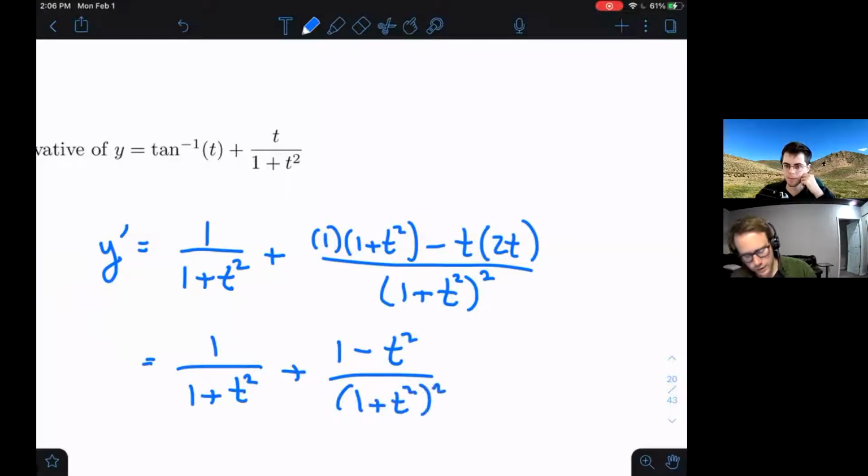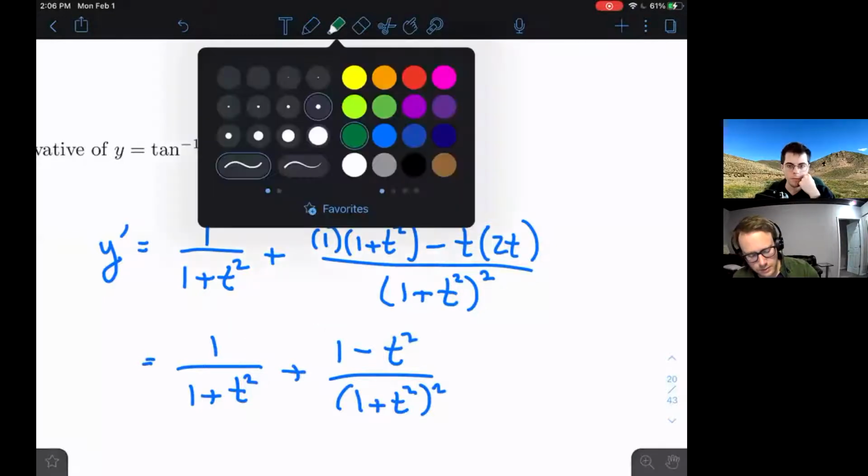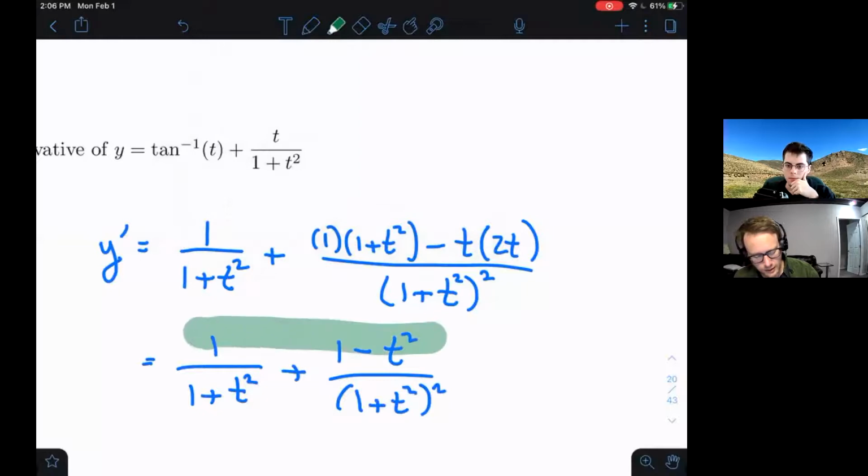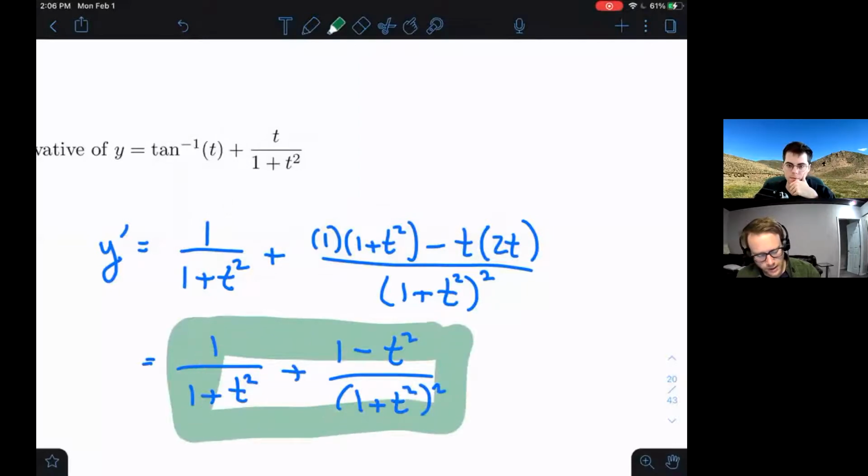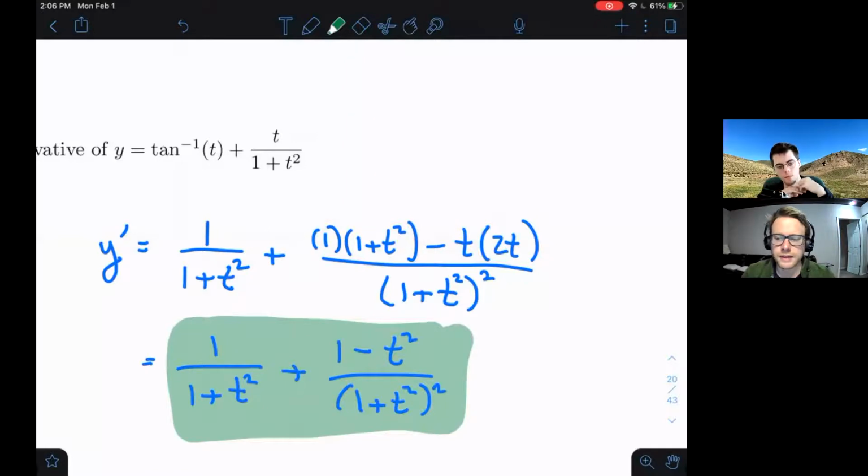squared quantity squared. So this right here, again, would be a perfectly reasonable spot to stop and insert this into WebWork. If this was a D2L quiz or an exam, where you had a number answer, maybe you plug in t equals 5 or something like that. You could go ahead and just plug that in, and that would give you the slope of this curve at x equals 5.